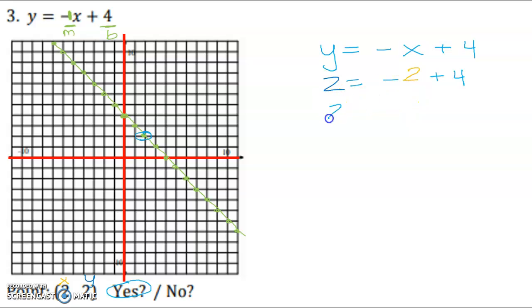There's nothing to do on the left-hand side. And on the right-hand side, all we have to figure out is what is negative 2 plus 4. Well, that's 2, and 2 is equal to 2, confirming that this is a solution.